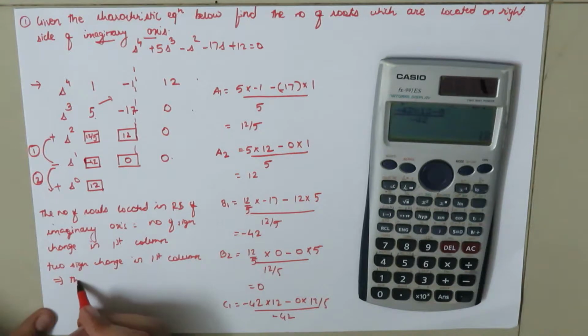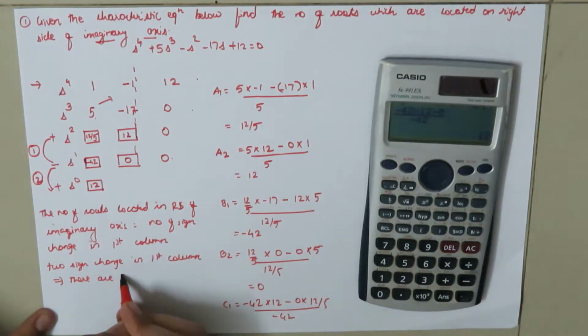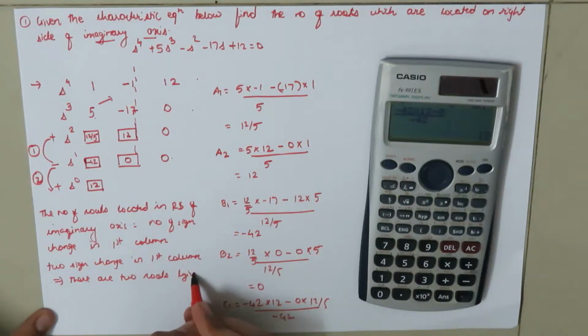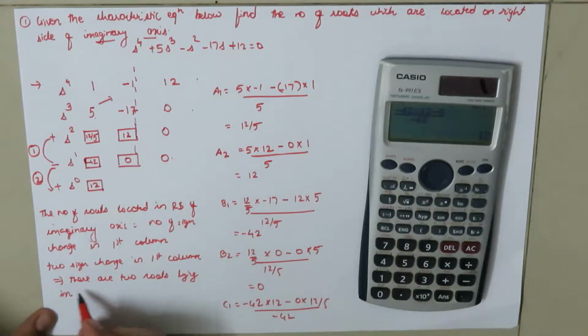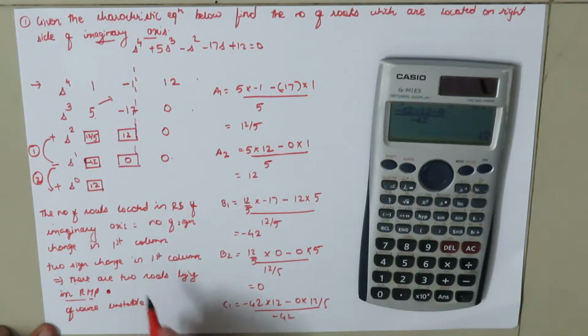two sign changes in the first column implies that there are 2 roots lying in the right half plane. So this is our answer. There are 2 roots which are lying in the right half plane, and our system is of course unstable. Our system is unstable because here we got the negative term in the first column.